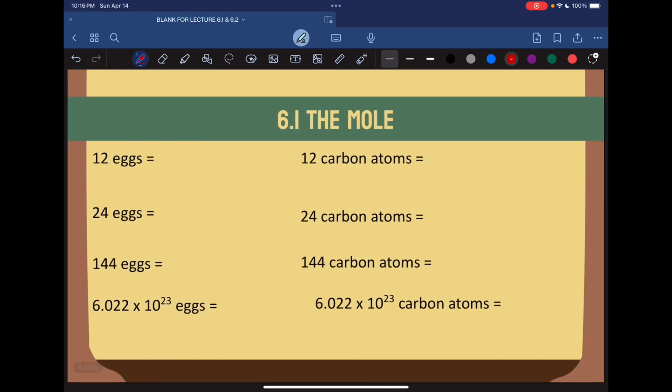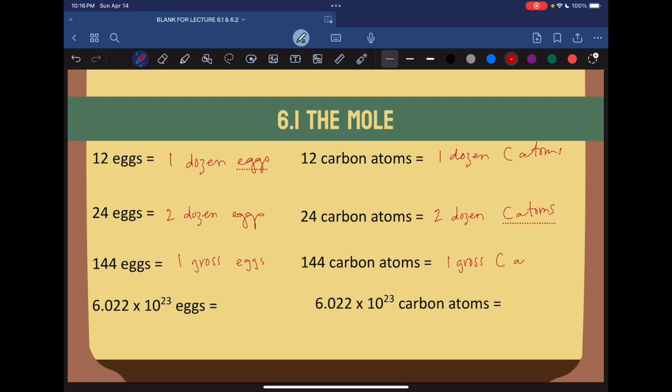The mole. When we think about 12 eggs, we think it's 1 dozen. So when we think dozen, we think 12. 12 carbon atoms, we could also say that's 1 dozen carbon atoms. 24 eggs, we would say it's 2 dozen eggs. 24 carbon atoms, we'd say it's 2 dozen carbon atoms. C for carbon. 144 eggs, that's actually called 1 gross eggs. So 144 carbon atoms would be 1 gross carbon atoms.